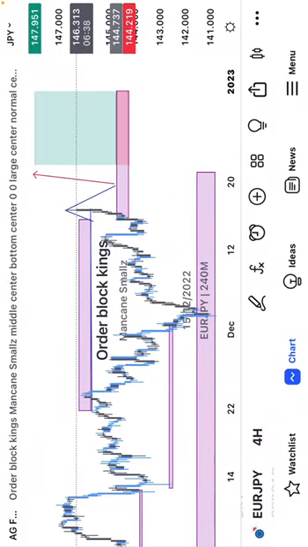Okay, so let's check another one, which is GBPCAD. Okay guys, this is GBPCAD. As you can see, GBPCAD has been rallying up. The market has been rallying to the top.